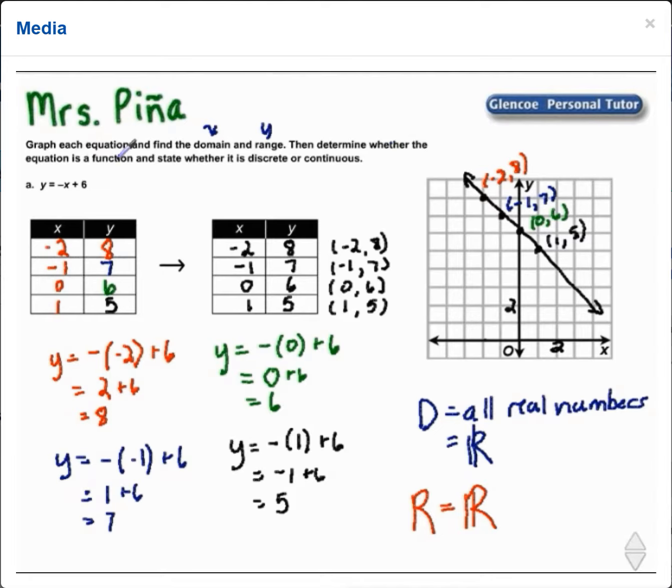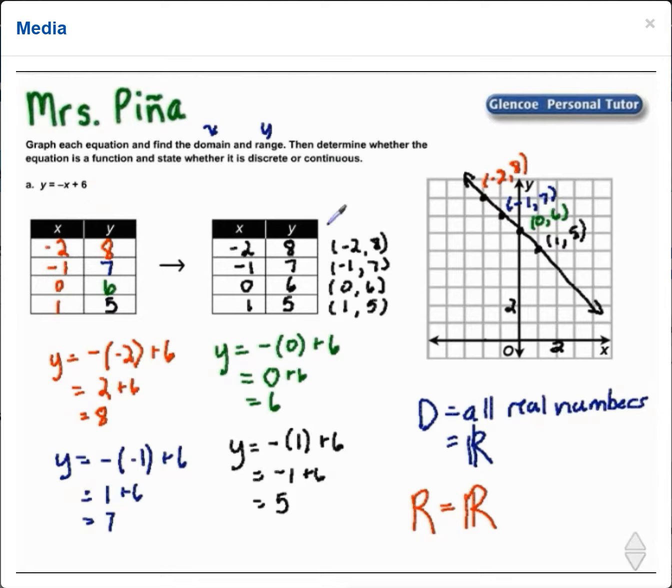The graph is a function because it passes the vertical line test. If you drew any vertical line through the graph, it would only intersect the line once. If any vertical line intersects the graph once or not at all, then the graph is a function. So this equation is a function.